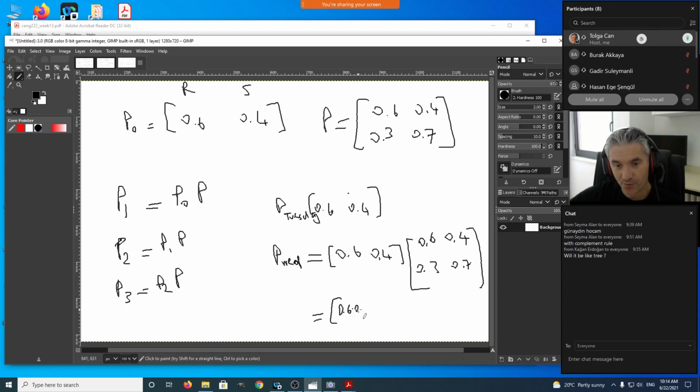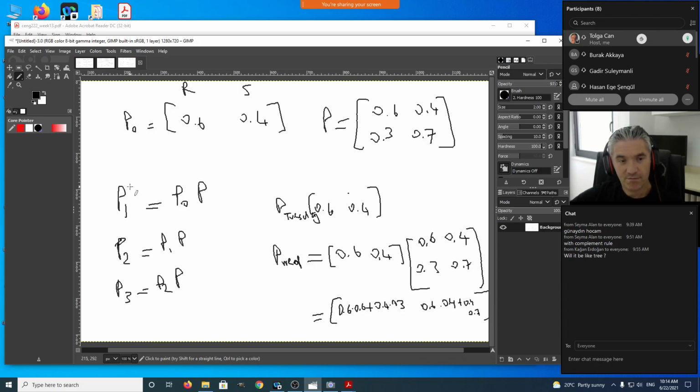We computed 0.6, 0.6. So we take this first row and multiply it with the first column of this one and add the individual multiplications like this, 0.3. And the second entry will be 0.6 times 0.4 plus 0.4 times 0.7, which should be, so this is 24, this should give you 52, all right?